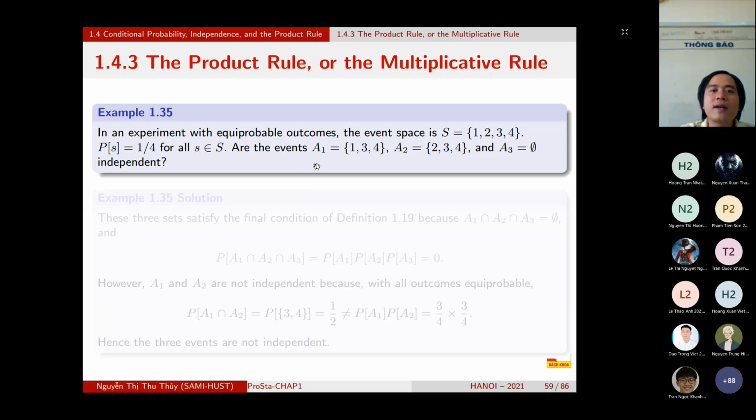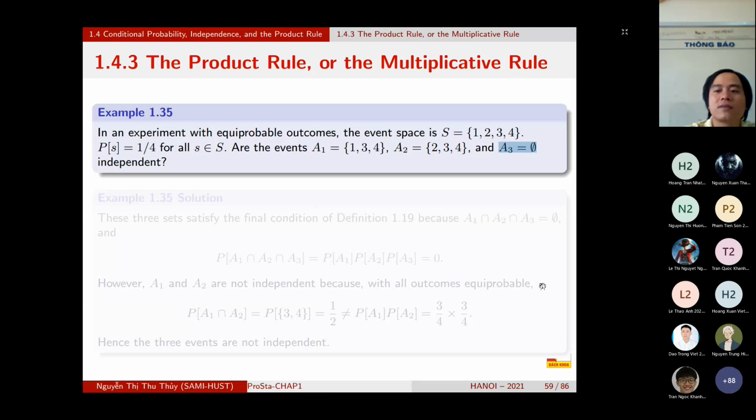Now consider the event A1 with 3 outcomes 1, 3, 4, and the event A2 with 3 outcomes 2, 3, and 4, and the event A3 is an impossible event, or the empty set. So we need to answer whether the three events A1, A2, and A3 are independent or not.